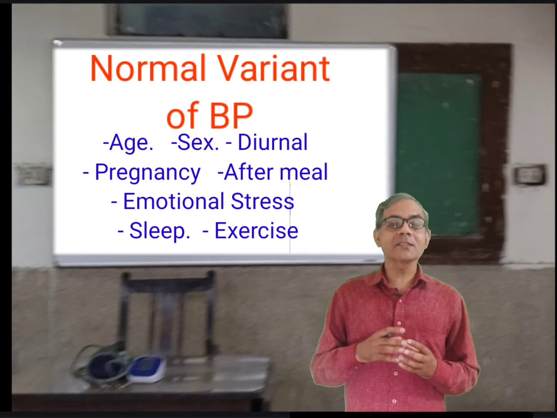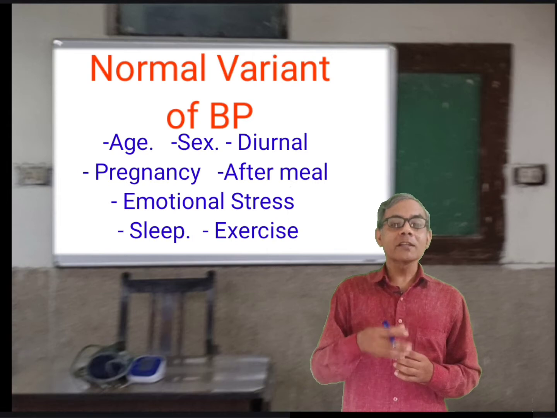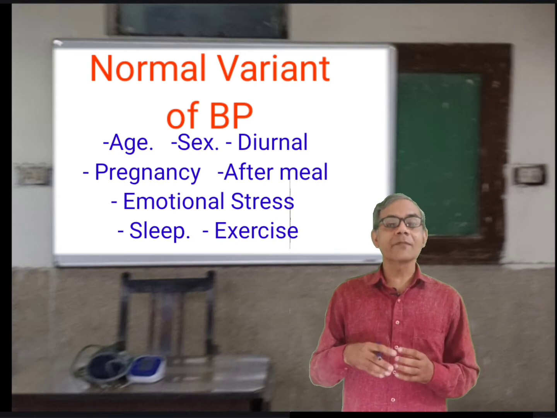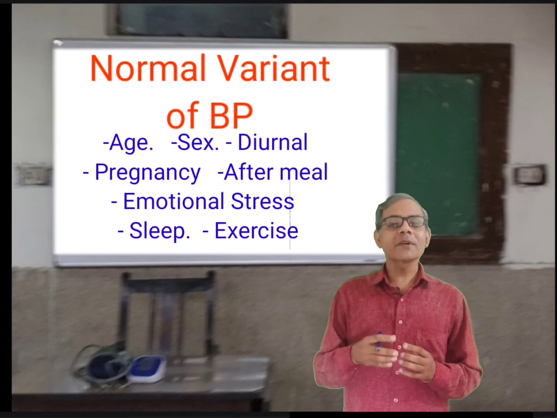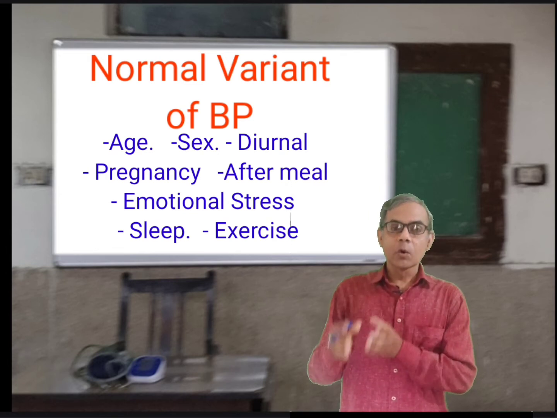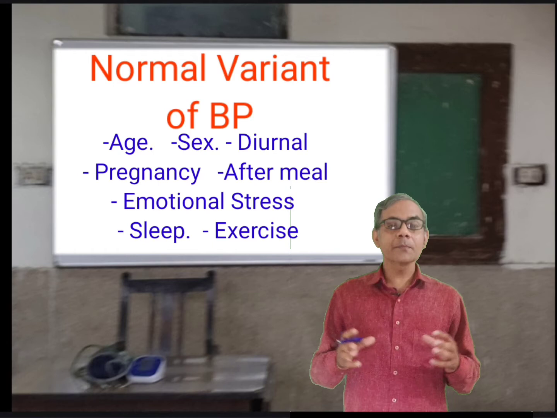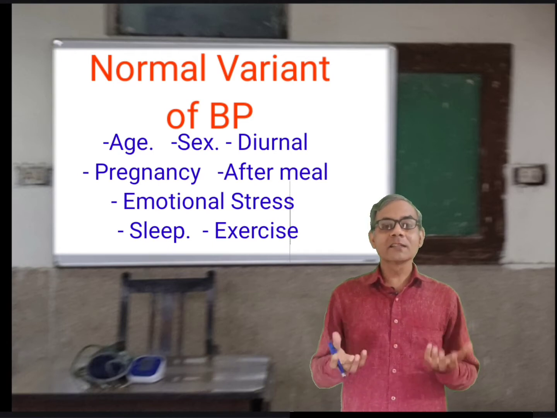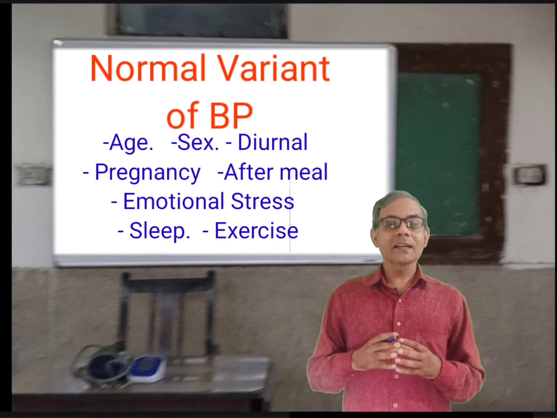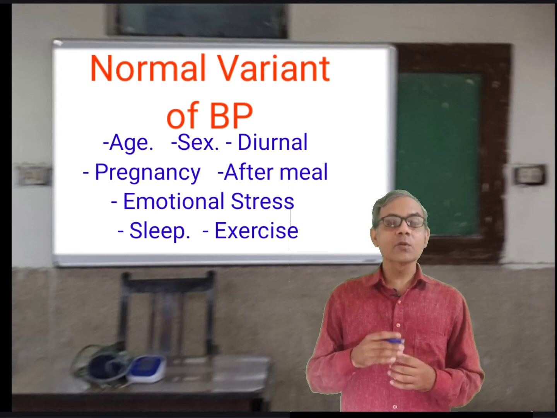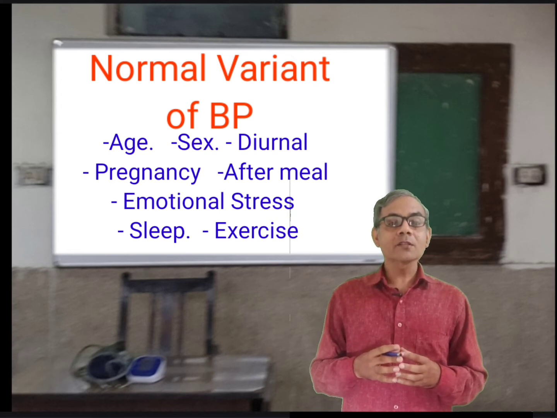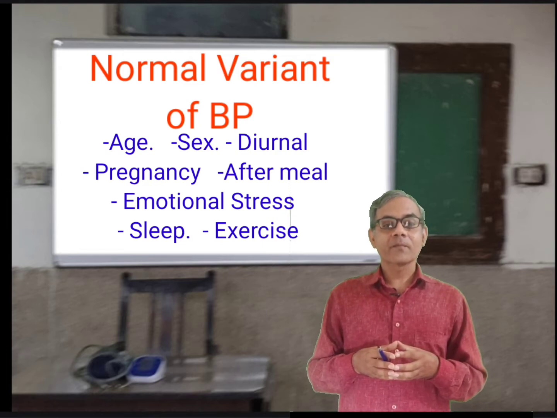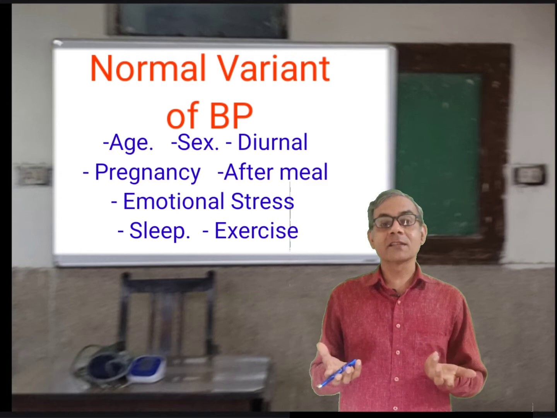Diurnal, blood pressure changes according to the time of day. The highest level of blood pressure is reached in the afternoon, then blood pressure becomes slightly lower. In pregnancy, blood volume increases, so blood pressure is also increased. After meal and digestion, blood pressure goes slightly lower because the blood runs to the intestine and the peripheral blood pressure is decreased.